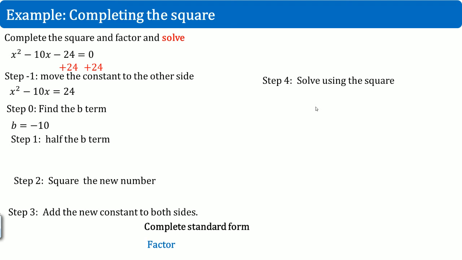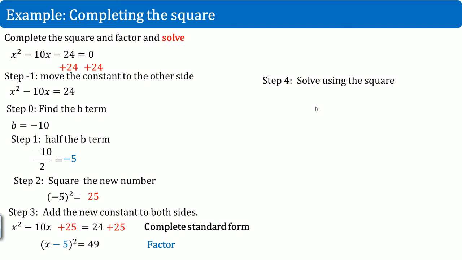The b term is -10. We half that. -10 divided by 2 gets us -5. You square -5. -5 squared gets us 25. Now we're going to add this constant to both sides of the equation. You get x squared minus 10x plus 25 is equal to 24 plus 25. Now we can factor that. X squared minus 10x plus 25 can be factored to just be x minus 5 squared. On the right hand side, 24 plus 25 becomes 49.